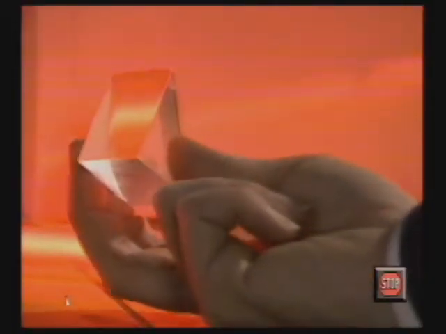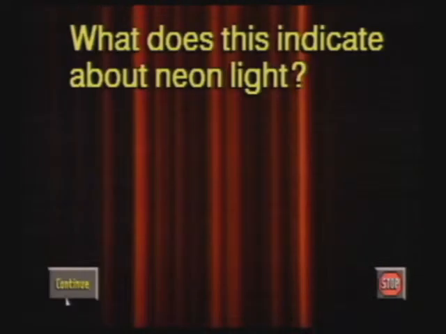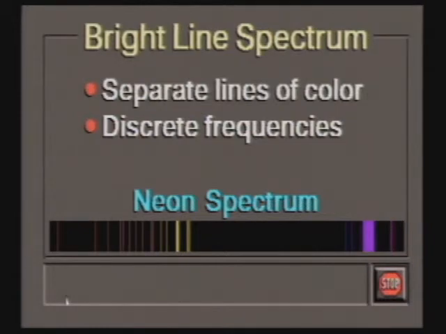Now, watch what happens when neon light is refracted through a prism. Instead of a continuous rainbow, several bands of colors appear separated by gaps. What does this indicate about neon light? The neon light emits only specific frequencies, so it's not a mixture of all frequencies like white light. Right. The prism refracts the light into a few discrete spectral lines, each representing a certain frequency of light. This is called a bright line spectrum.